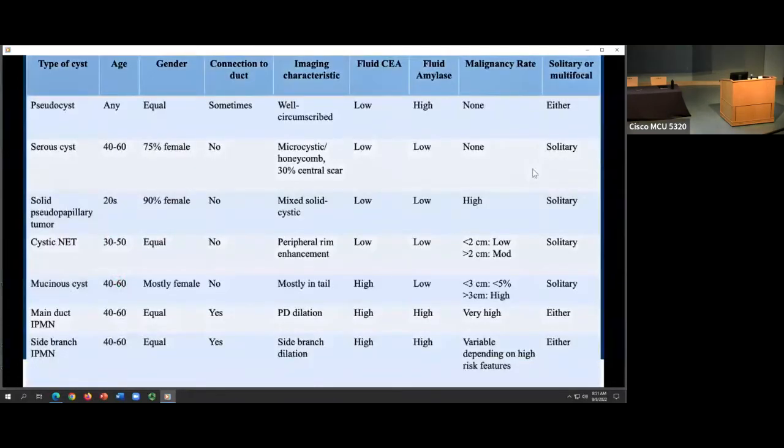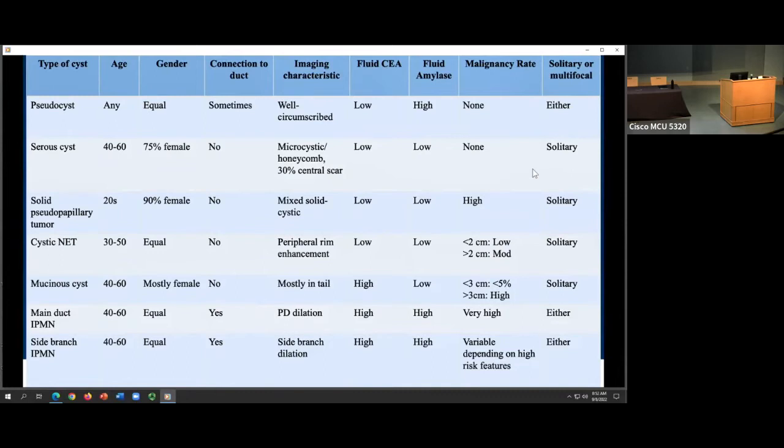So in this table, you can see the various cysts and their features. And as I said, the serous cyst and the pseudocyst are your benign cysts. The serous cyst could have a classic honeycombed appearance, predominantly seen in females. Solid pseudopapillary tumors are mainly seen in females in their early 20s.